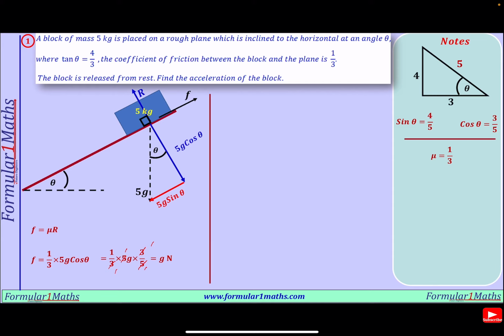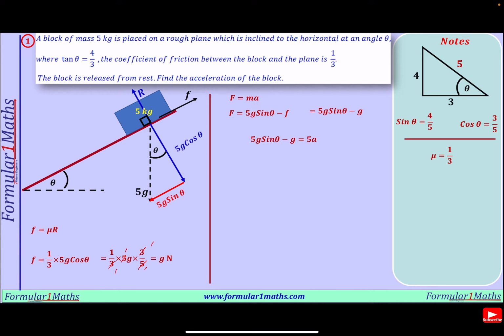Then we use Newton's second law, which says F equals ma. The resultant force that is bringing down the block will be 5g sin theta minus the frictional force. If we evaluate that, we have 5g sin theta minus g, as we found out here. And then we substitute these values in our equation F equals ma, and we get this.